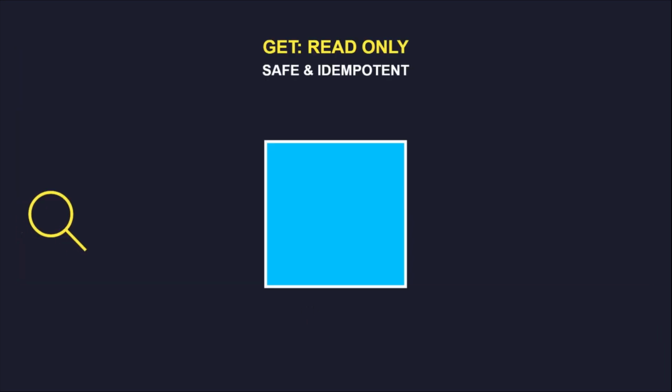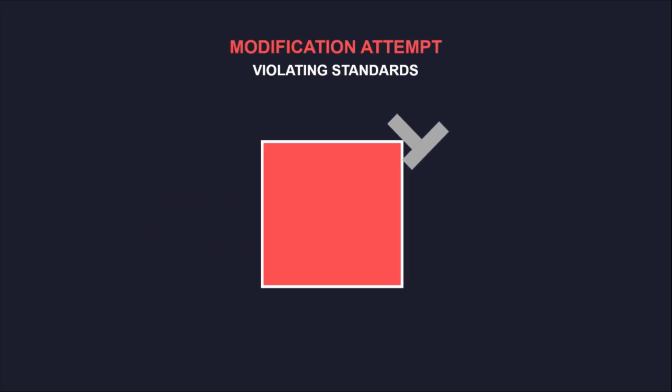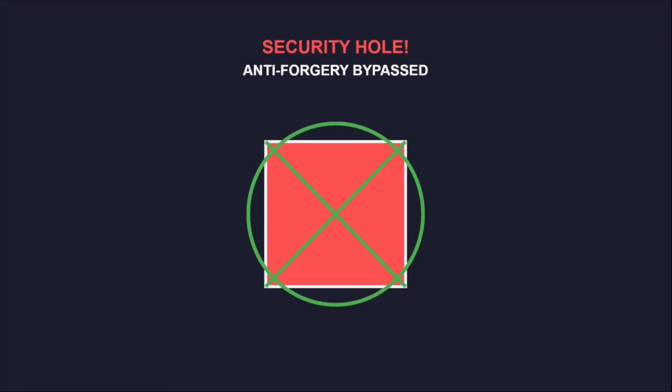methods for state changes. Never use the GET method for operations that modify data. Anti-forgery protections assume GET requests are safe and idempotent. Violating this principle bypasses standard browser-level protections and creates massive security holes.